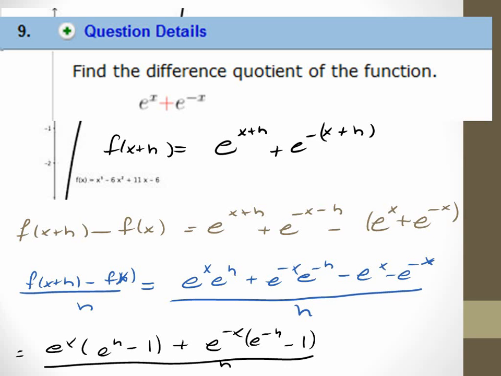So what can I do there? Well, maybe I can do a little factoring. What I did is I grouped these two together, and I factored out an e to the x to the left. It's not going to help me. That's why I wasn't very keen on this.